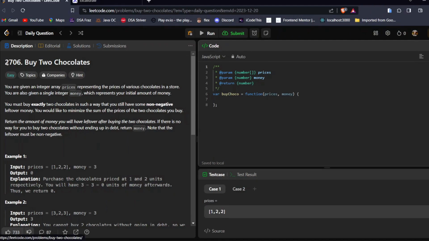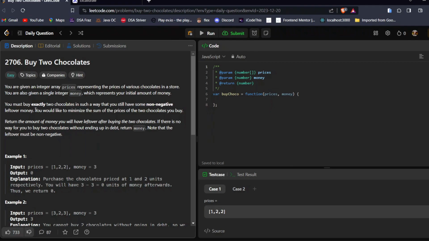Okay, let's try to solve LeetCode problem number 2706, Buy 2 Chocolates. You are given an integer array prices representing the price of various chocolates in a store. You are also given a single integer money, which represents your initial amount of money. We have to buy exactly 2 chocolates in such a way that the leftover money will be a non-negative integer. You would like to minimize the sum of the prices of the 2 chocolates you buy.